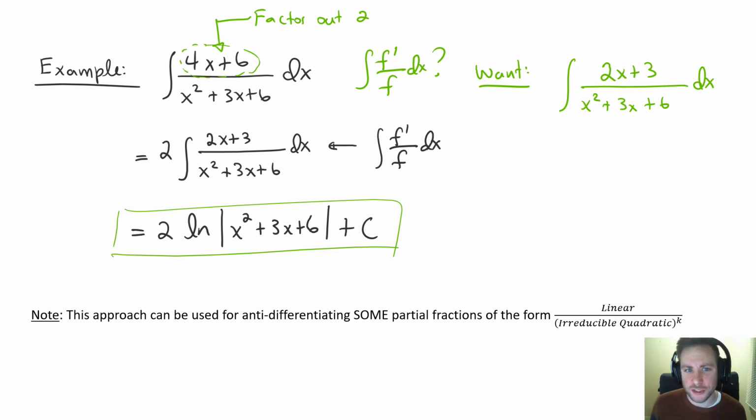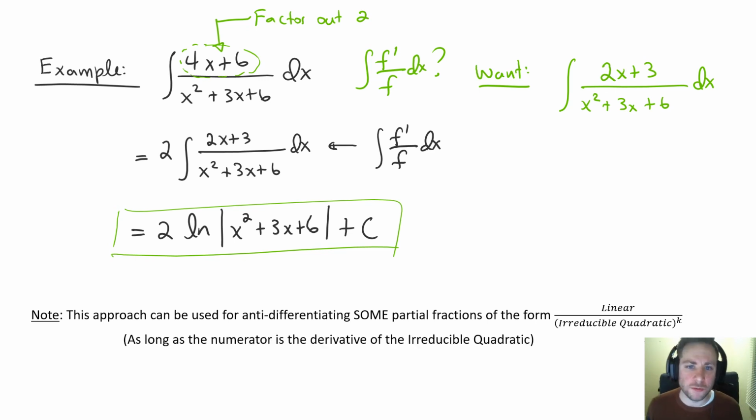But unfortunately, this strategy only works if the numerator happens to be the derivative of that quadratic, and it's not always possible to force that structure like it was in the example we just did. So we still don't have all the tools to handle those types of situations where the linear function is not the derivative of the quadratic. For that, we would need to study inverse trig functions, so we'll be doing that at some point in the near future.